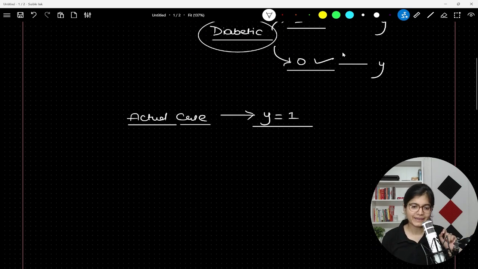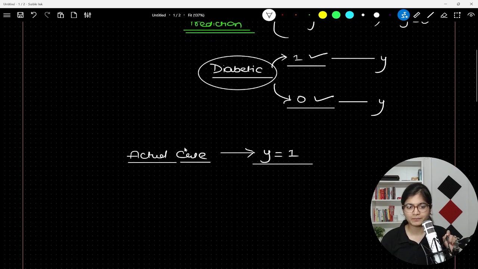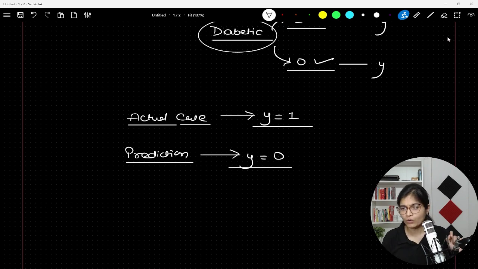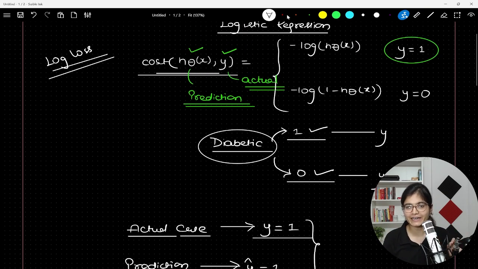Now maybe prediction says, after applying logistic regression, that the value of y is equal to 0. But let's first take a good example, a best case scenario, where y cap, the prediction, is also 1. In that case, you tell me, when I do negative of log of 1, what is the answer?